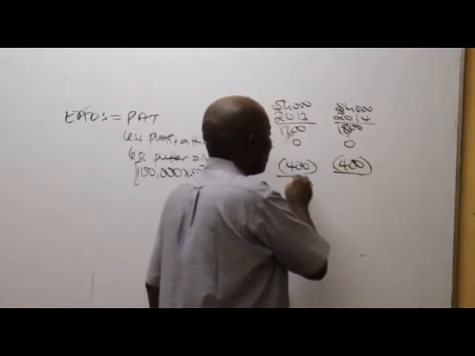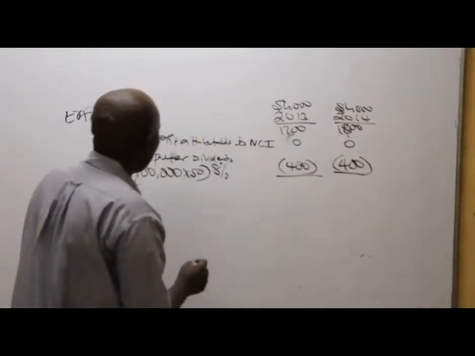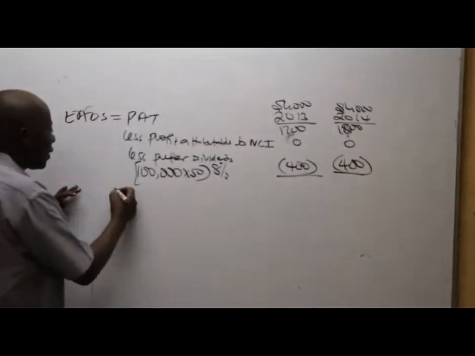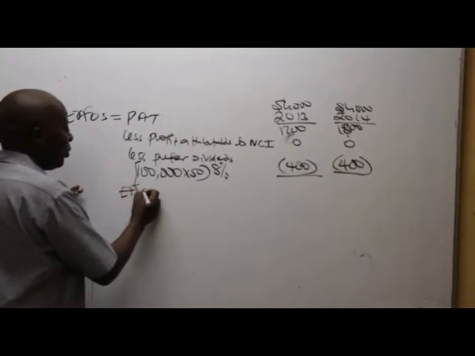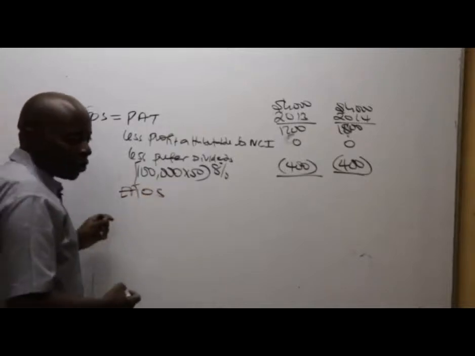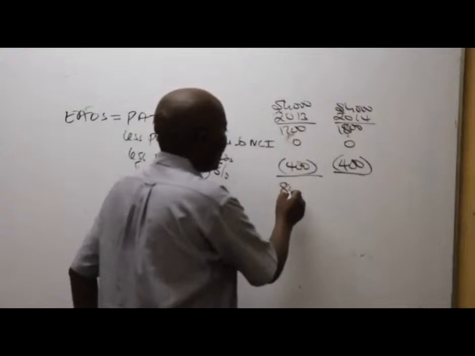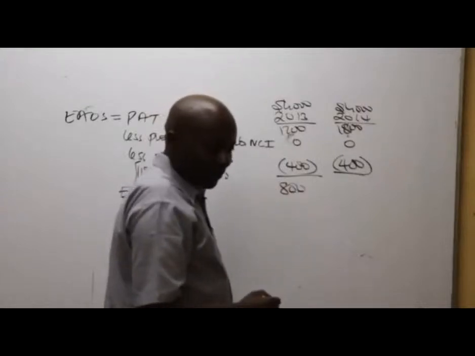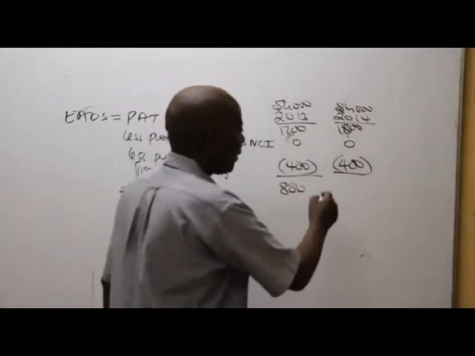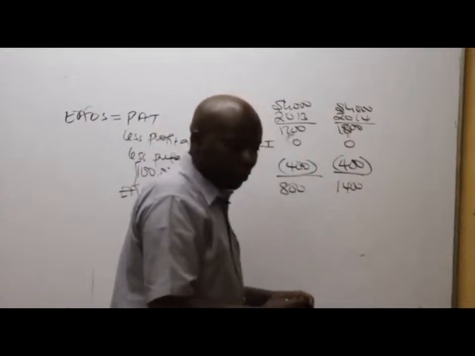Thank you very much. So please then come and subtract for you to be able to give us the earnings attributable to ordinary shareholders. So this one I'm pretty much aware that it's 800, right? And 1400. I can see good questions here.